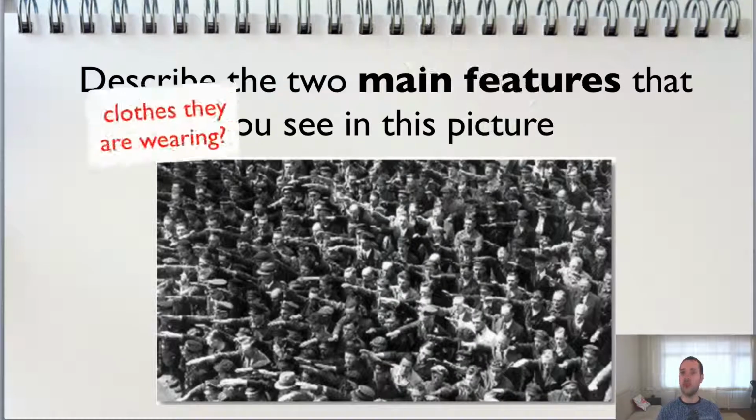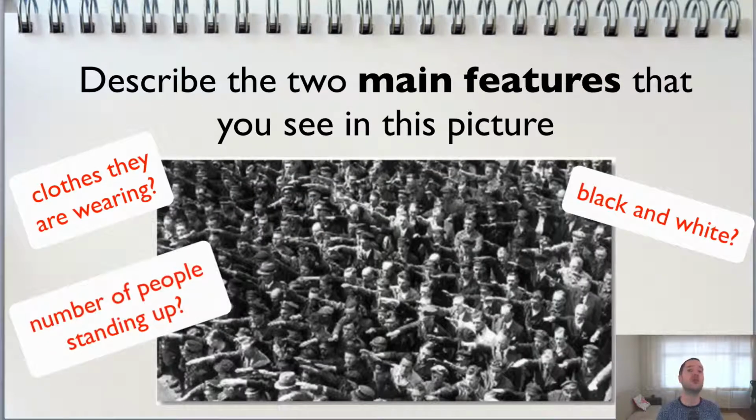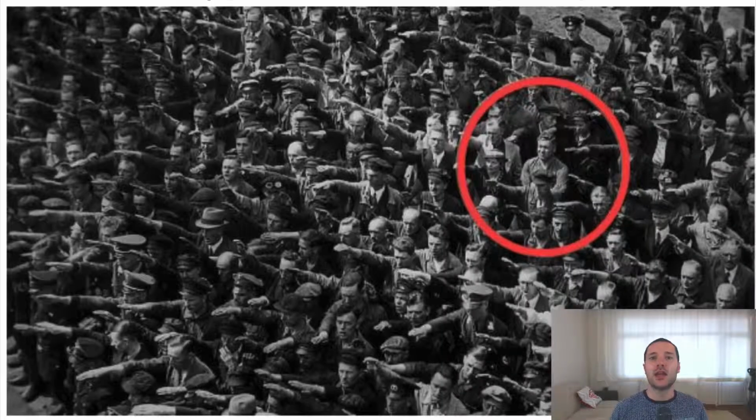Would you describe the clothes they are wearing? Would you talk about the fact that the picture is in black and white? Perhaps you'd mention that there are exactly 250 people standing up, for example. Sure, all of these features are important in the photograph, but do they qualify as main features? If not, you shouldn't be including them. A closer look will reveal a more significant feature. Everybody is holding up their arms in front of them except for one person.